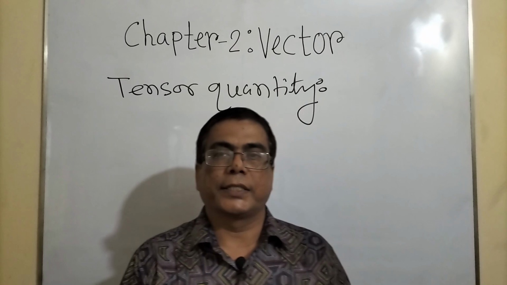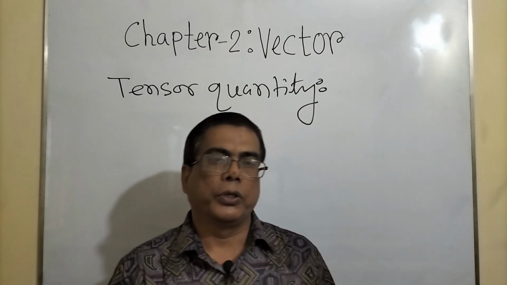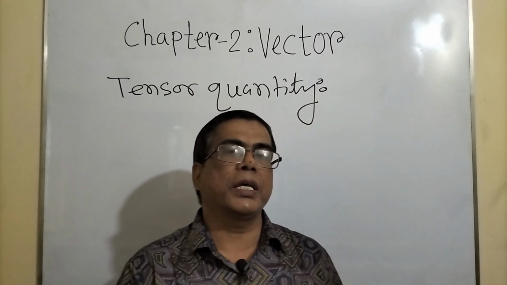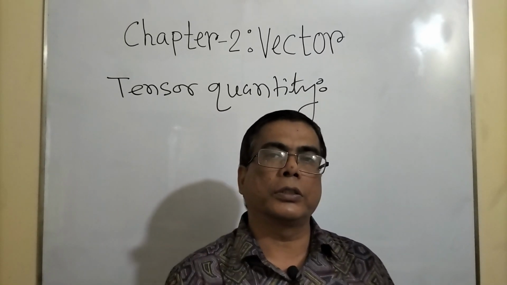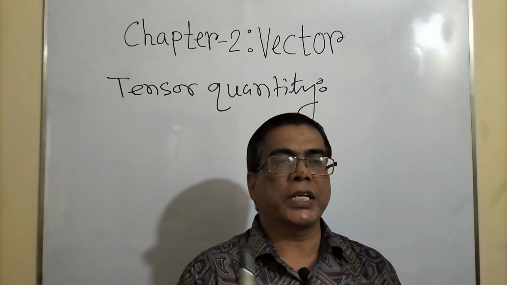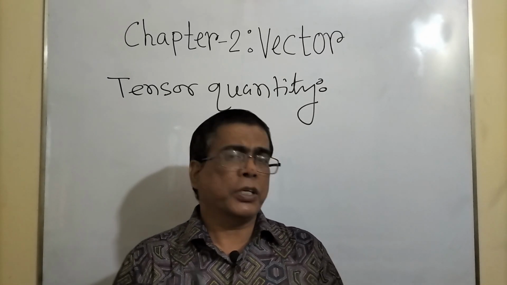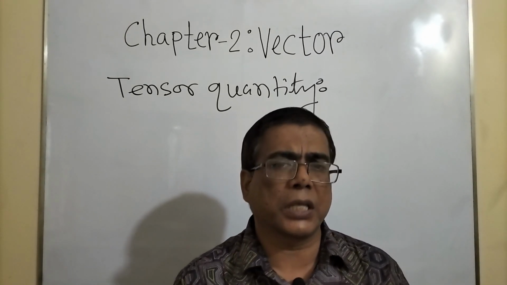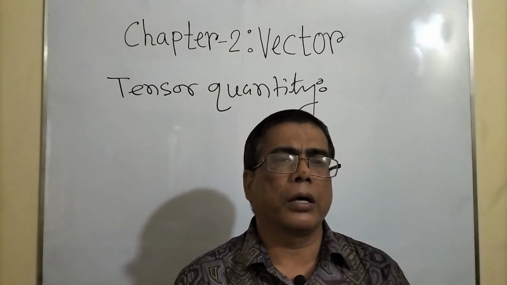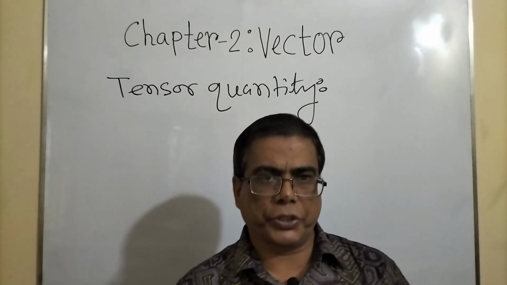Now we see what is a tensor quantity. The physical quantities that require multiple magnitudes and multiple directions to be represented mathematically are called tensor quantities. Or we can say the physical quantities that have different magnitudes and different directions but do not follow the rules of addition of vectors, rather follow the rules of general algebra in addition, are called tensor quantities.